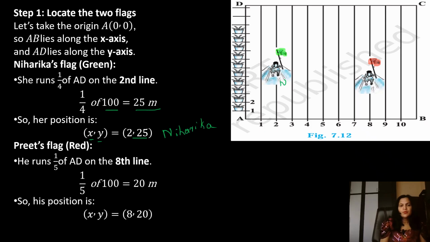Preet's flag is red. He runs 1/5 of the AD. That is 1/5 of 100. 5 ones are 5, 5 twos are 10. That is 20 meters. On the 8th line, that's why the point is 8, 20. This is Preet's point, 8, 20.